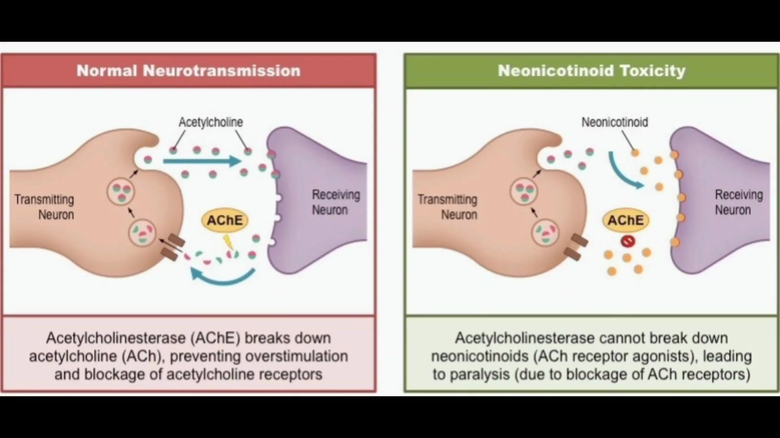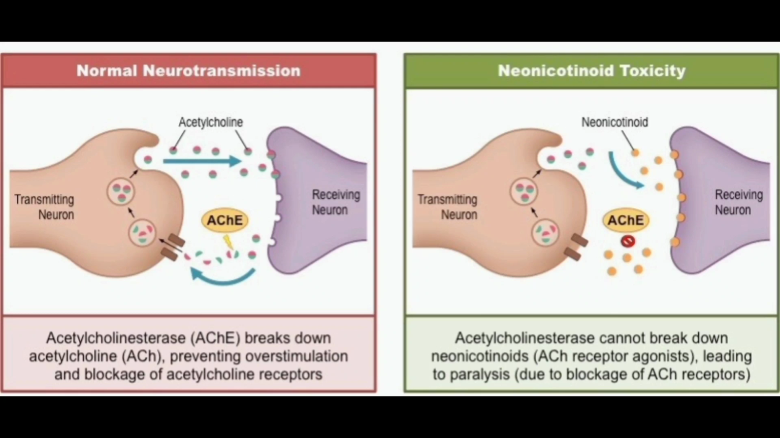Why is the impulse controlled? Because of the enzyme called acetylcholine esterase, which breaks down acetylcholine after its binding to the postsynaptic membrane and helps the acetylcholine go back to the presynaptic membrane to avoid overstimulation and uncontrolled muscle contractions.